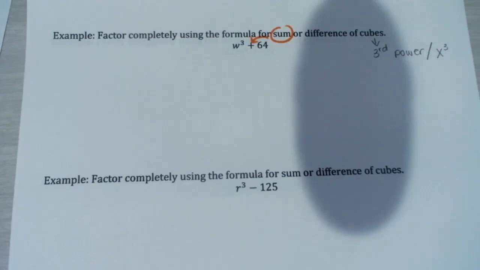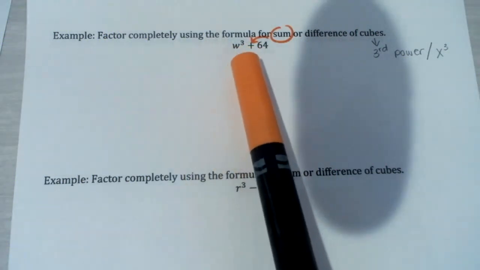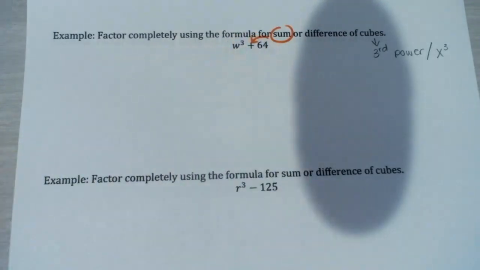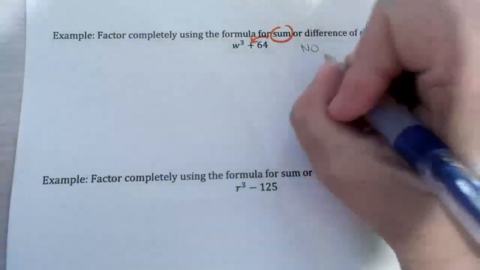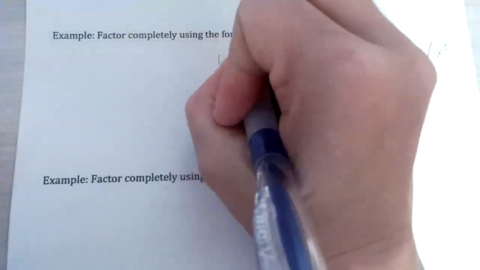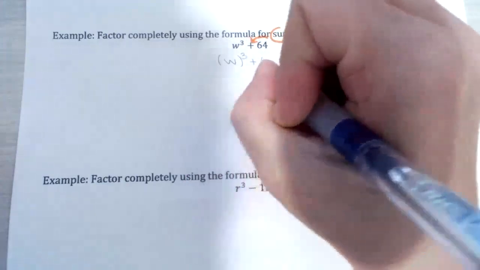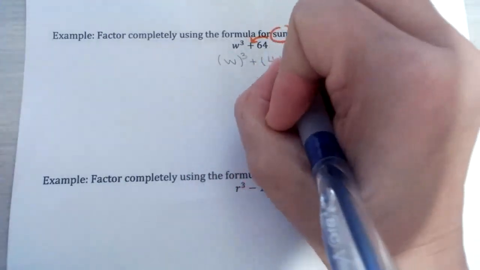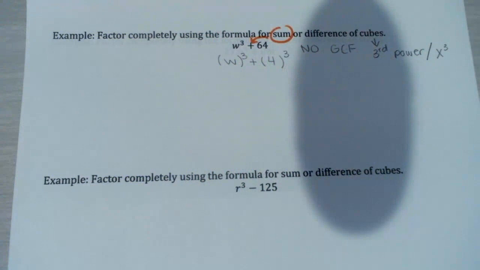So our first step in factoring every single time is GCF, but looking at this, there's nothing that w cubed and 64 have in common, so no GCF. But this is a sum of cubes because we have w cubed plus 64, and 64 is 4 times 4 times 4. So 64 is 4 cubed. For our cubes, we have a formula, and you have to know this formula. It's not going to be given to you on the test. You have to know it for the test, and then just plug it into the formula.